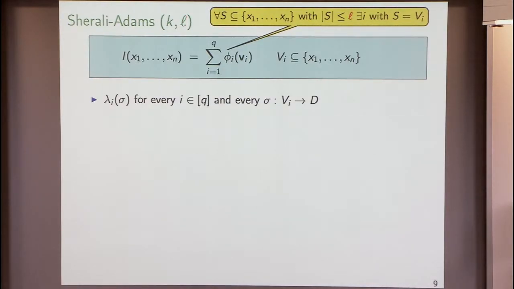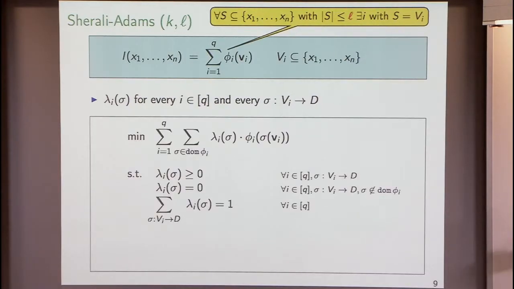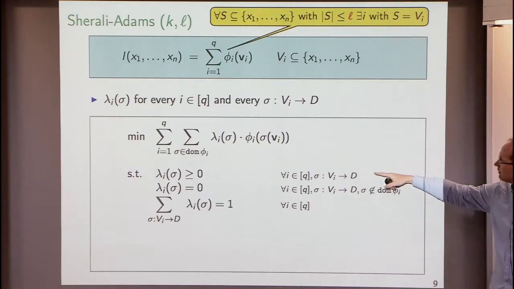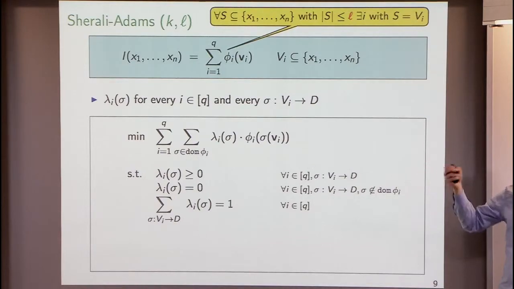Now, the variables of the linear program relaxation are called lambdas for every term in the objective function and every assignment to this term. And again, the linear program looks very similar. We think of these lambdas originally as 0, 1 valued indicator variables, whether the ith term gets assigned sigma. We relax them to be between 0 and 1, so they better be non-negative. We think of them as probability distributions. The infeasible solutions get assigned 0, and they should sum up to 1.